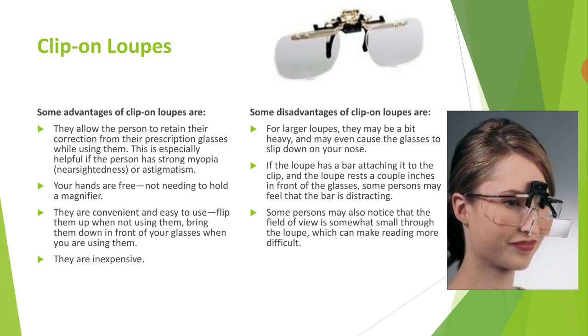So if the loop has a bar attaching it to the clip and the loops reach a couple of inches in front of the glasses, some persons may feel that the bars are distracting. Okay? So they find it distracting. Some persons may also notice that the field of view is somewhat small through the loops, which can make reading more difficult.